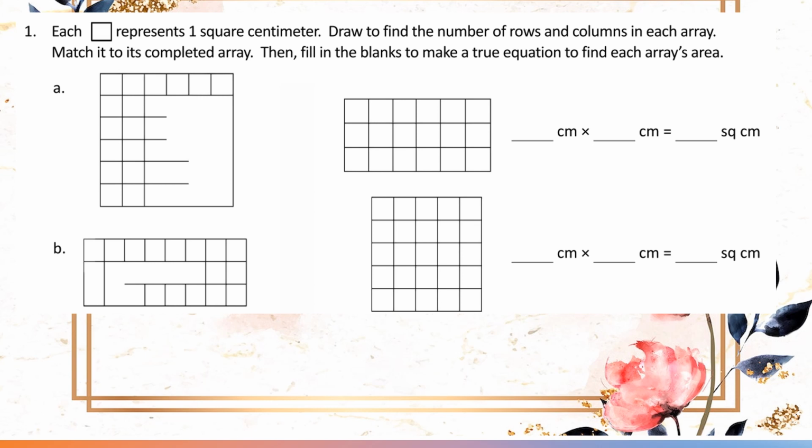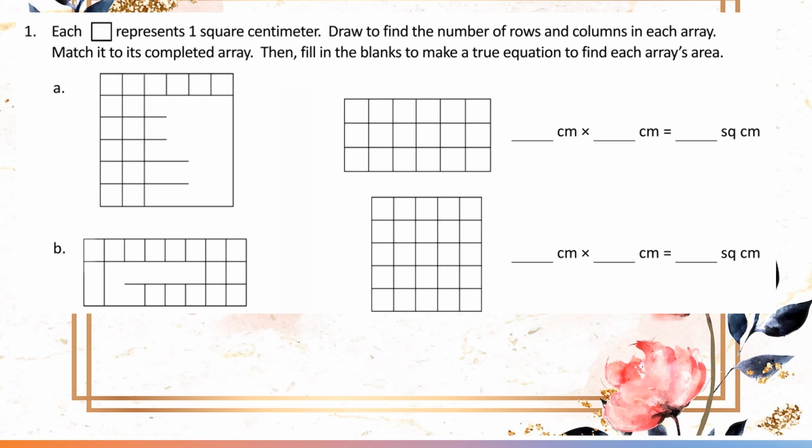Number 1 says each square represents 1 square centimeter. Draw to find the number of rows and columns in each array. Match it to its completed array. Then fill in the blanks to make a true equation to find each array's area. So first, we're going to be labeling the length and the width of each one of these arrays, and we're going to fill in the blanks. Then at the end, we're going to match them.